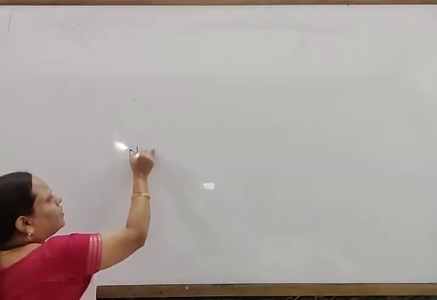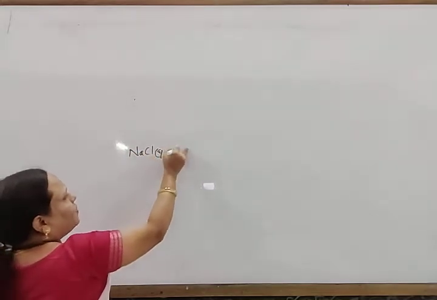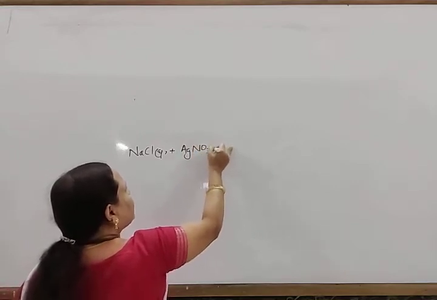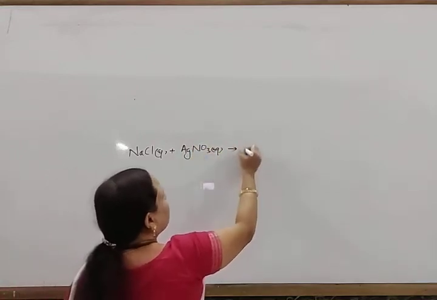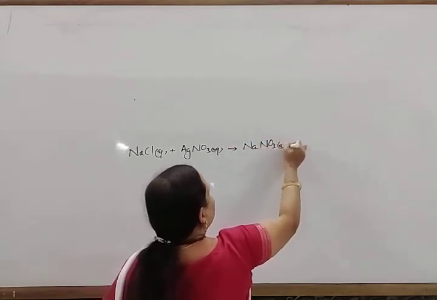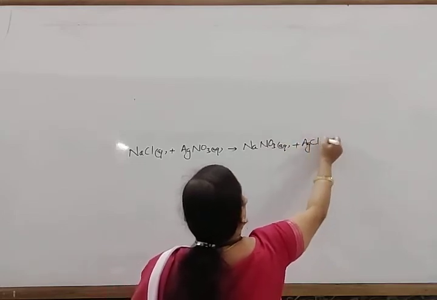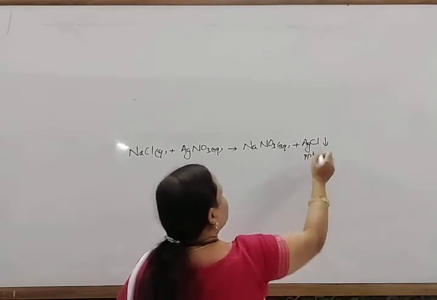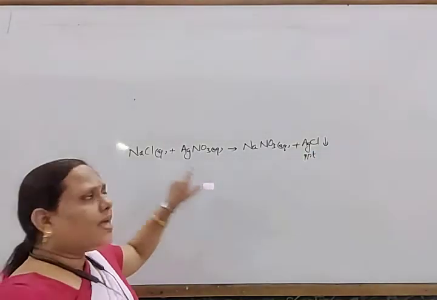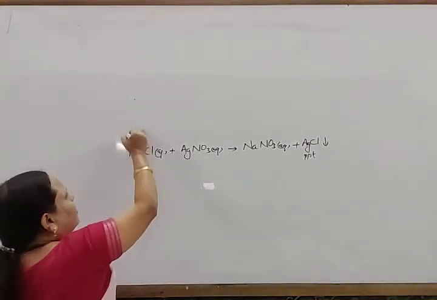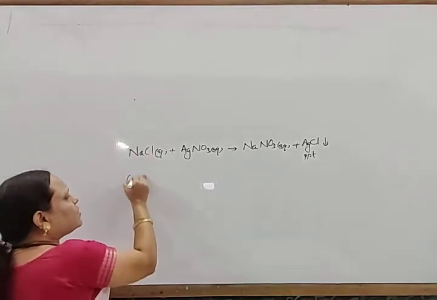So look here, when you take the aqueous solution of sodium chloride with the aqueous solution of silver nitrate, at once the precipitation of silver chloride takes place. It will give you the aqueous solution of sodium nitrate and the precipitate of silver chloride. This is the precipitate. So this reaction takes place at once and this reaction goes to completion. Similarly, all the precipitation reactions. Next, the combustion reaction.